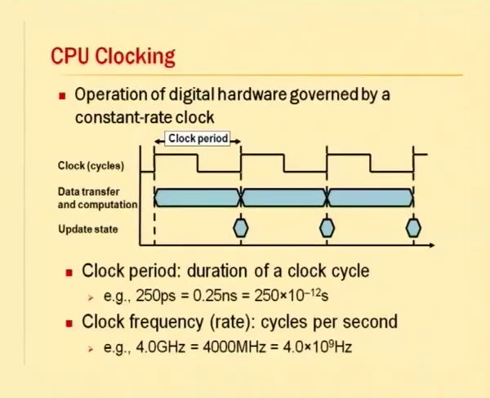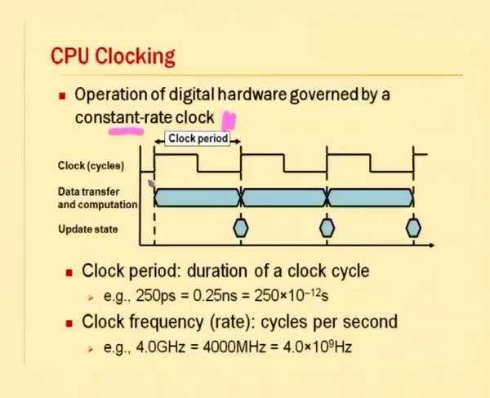Okay, so this clocking is something that we need to understand. Any processor or any digital hardware in general is governed by a constant rate clock. We all know what a clock is; we've looked at it in our digital courses. So what is a clock? It's basically an alternating signal of high and low values, and it's a periodic signal.